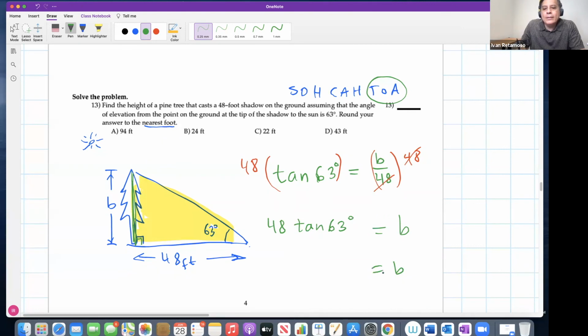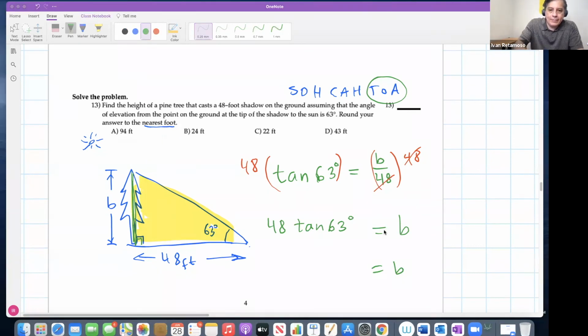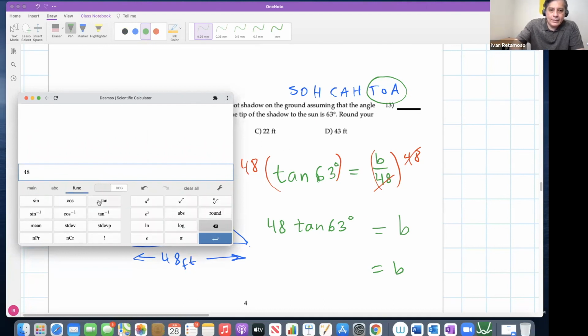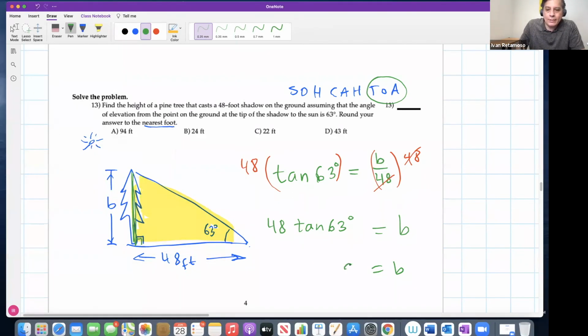So B should be approximately equal to 48 multiplied by tangent of 63, which is 94.21, rounded to the nearest whole number, 94. 94 feet. Very good. Excellent, guys. This is this. Yeah, excellent. Okay, guys.